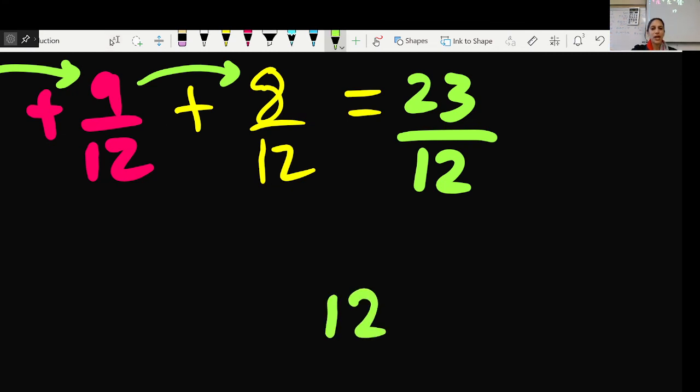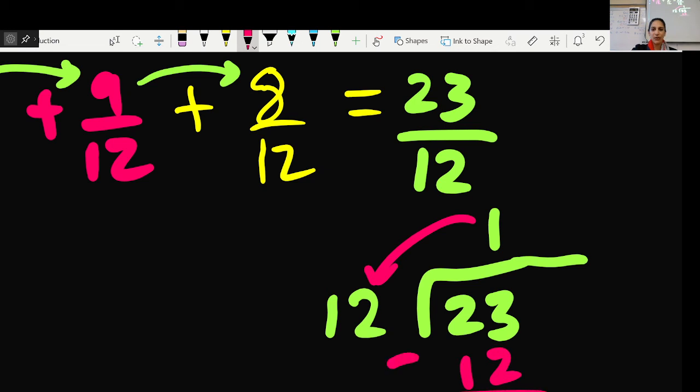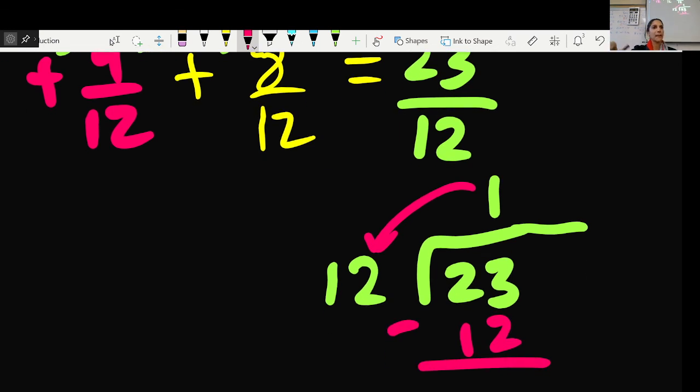Divide them. So 12 into 23. Is everybody good with that? How many times does 12 go into 23? Once. So then we multiply this out, and we would get this here. And when we subtract, what do we end up getting? 11? Everybody good with that? Make sense? And so what does that tell us?